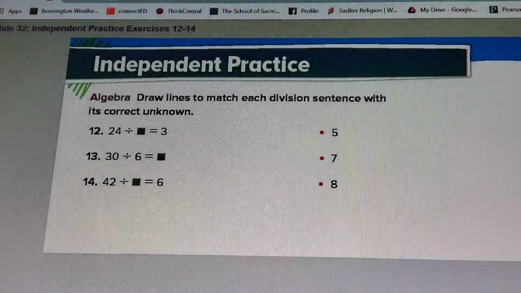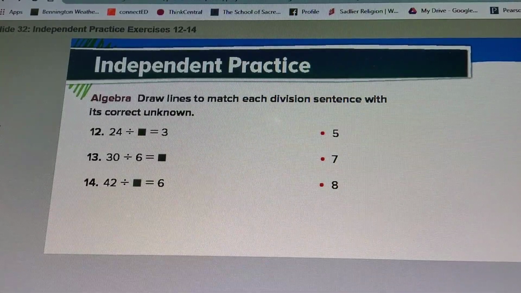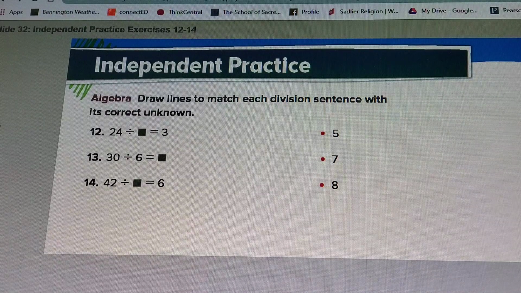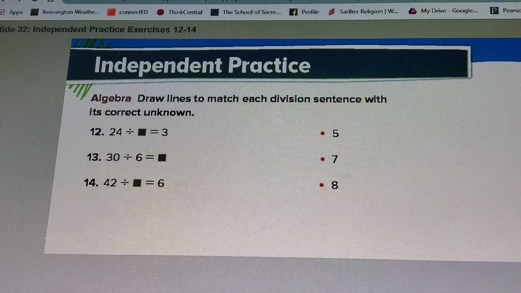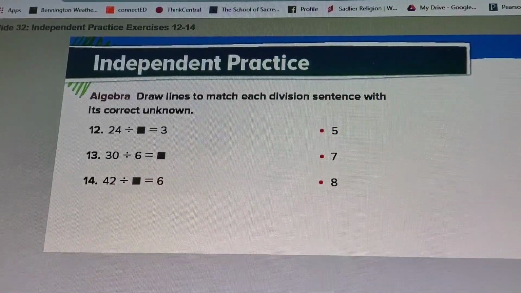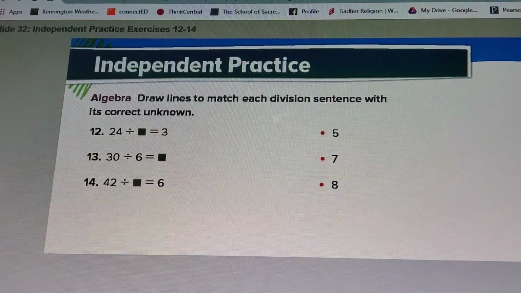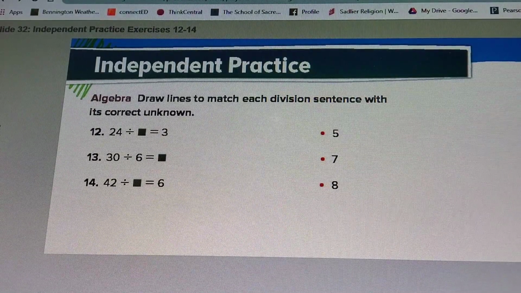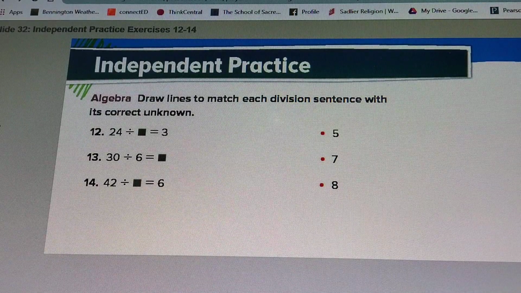Independent practice, algebra. Draw lines to match each division sentence with its correct unknown. 24 divided by what will get you 3. 30 divided by 6 will get the answer of unknown. And 42 divided by unknown equals 6. You can either use counters, you could look on your multiplication chart, or maybe you know some of these and you can do it through process of elimination.